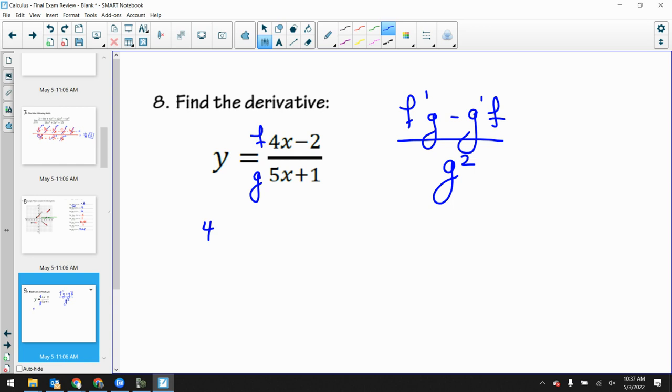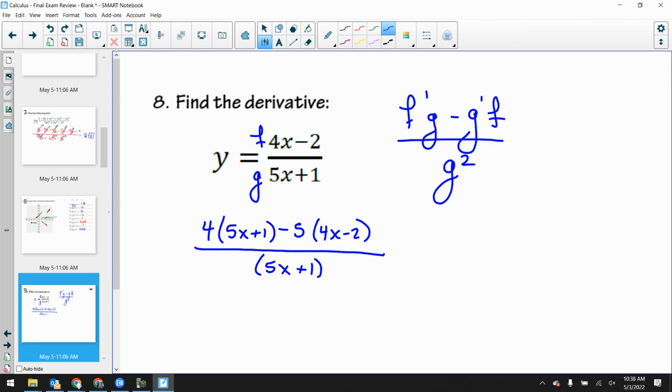Derivative of 4x minus 2 is just 4. F prime g, 5x plus 1. G prime f minus g prime. Well, g prime is 5. Derivative of 5x plus 1 is just 5. So 5 times 4x minus 2, all over g squared, 5x plus 1 squared. And that's what I mean. You can FOIL that out if you'd like to, but you don't need to. I'm not going to take off points if you do not FOIL that down.